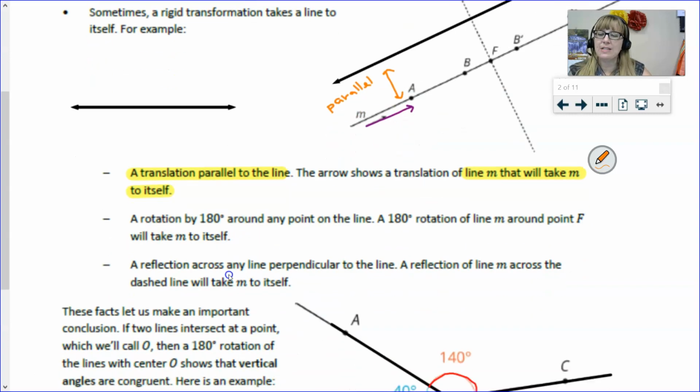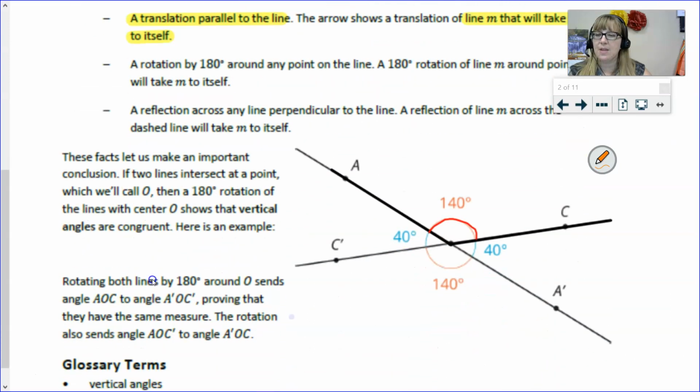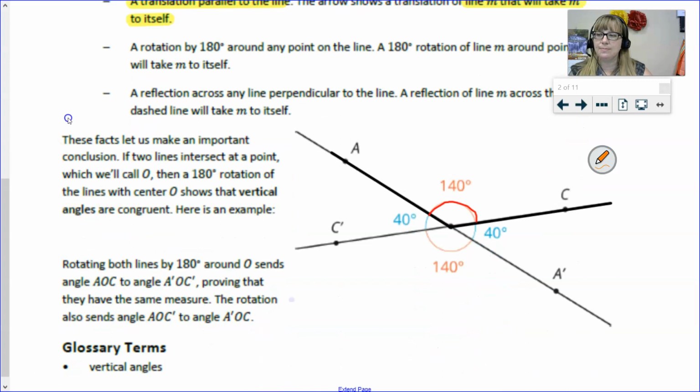There are other points that are really important, but we will address them later on in future videos when it's important for those problems. We are going to finish up here. Using these facts from lesson 9, we were able to identify vertical angles.